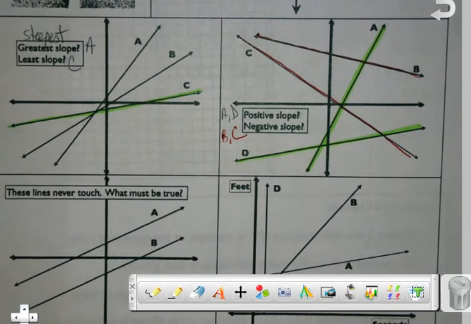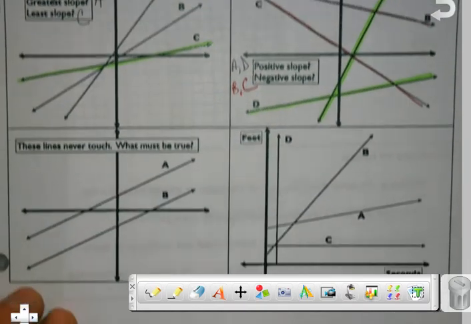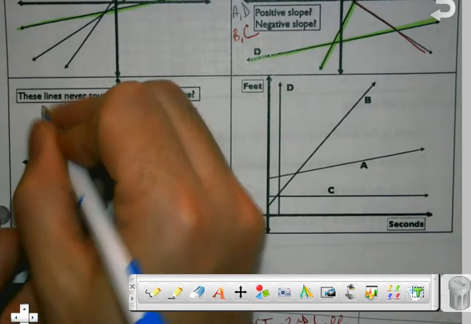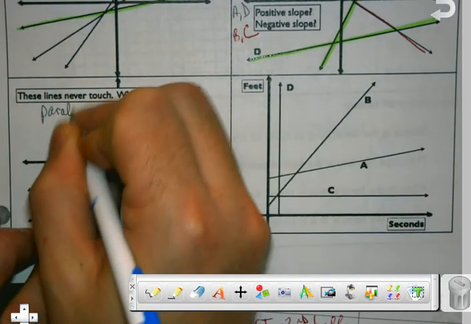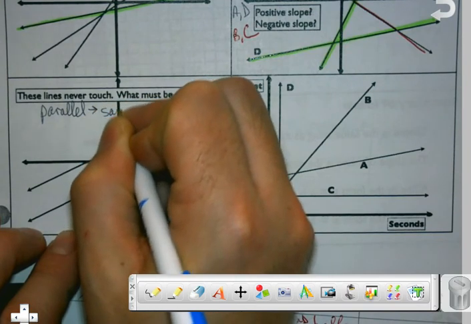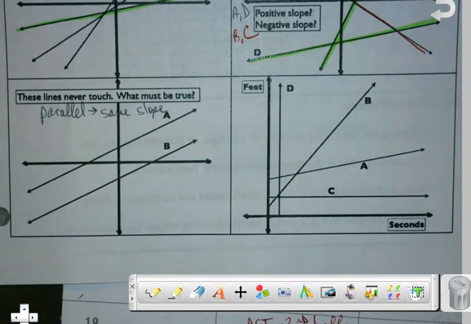So then to explain our concept up above from number 3, they never touch. That's right. They're parallel, which means they have the same slope. Now this is just to explain the idea of rate of change. There's nothing we're going to do math-wise here.